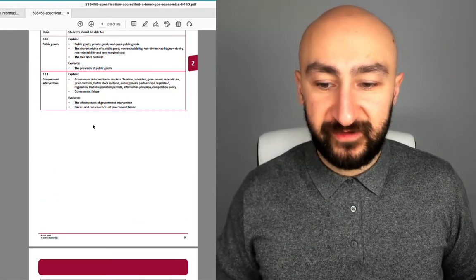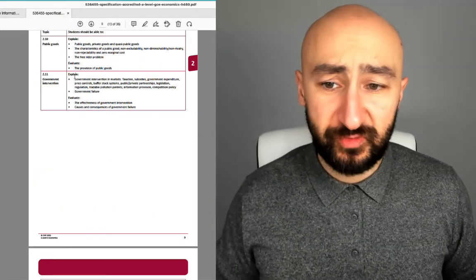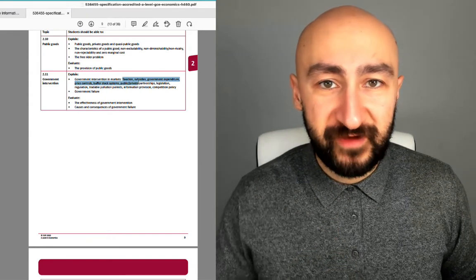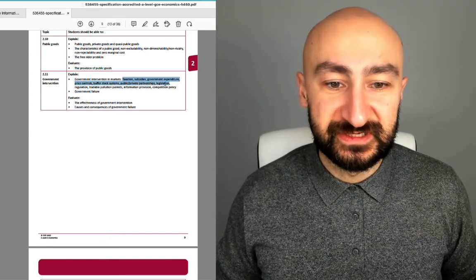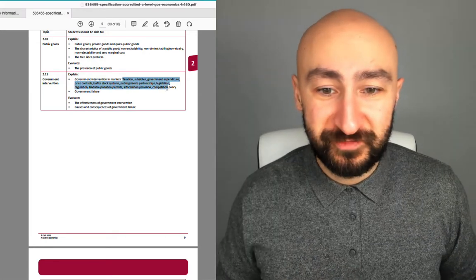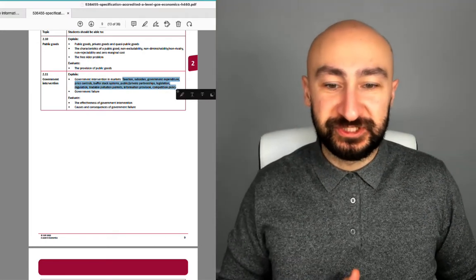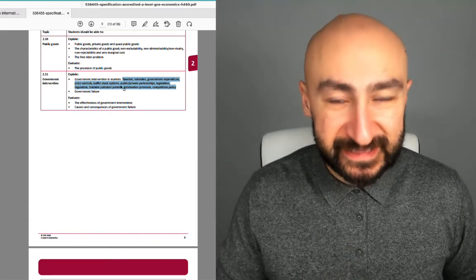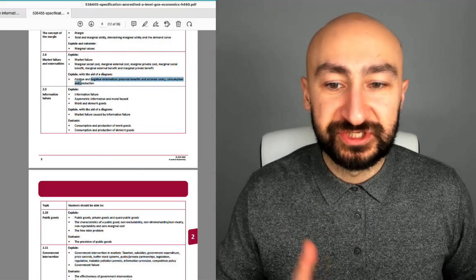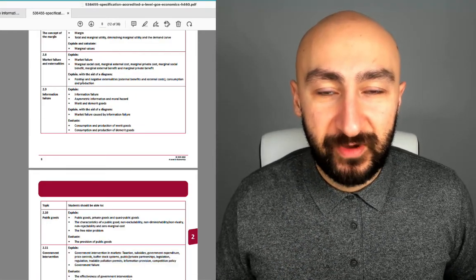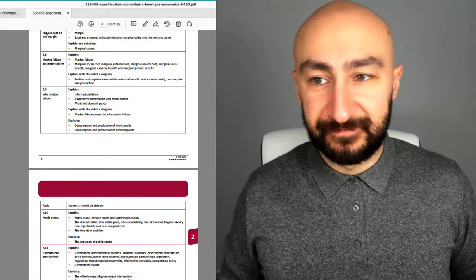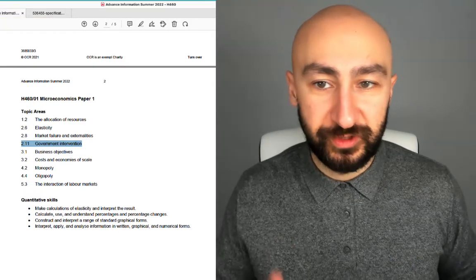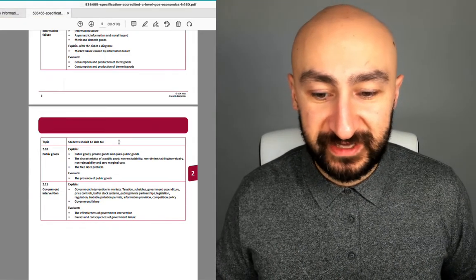So if you're talking about government intervention in terms of 2.11: taxes, subsidies, government expenditure, price controls, buffer stock systems, public-private partnerships, legislation, regulation, tradable pollution permits, information provision, and competition policy. You need to be able to explain all of them, and potentially, and most likely, how they would solve the positive and negative externalities that we will be discussing. That's from a year 12 perspective, what you'd learn in year 12. And also that's where the evaluation is actually going to come in.